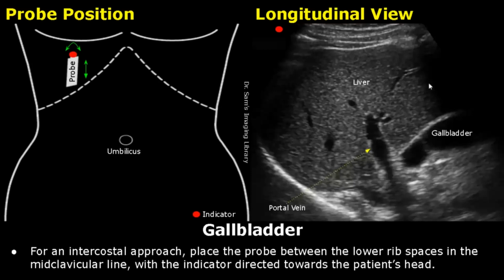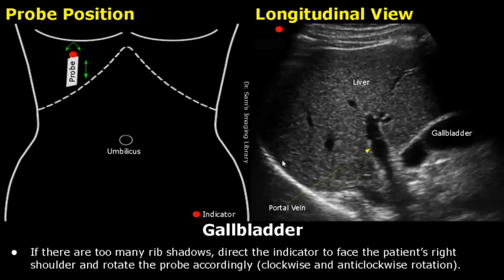This is the right lobe of the liver, and the gallbladder is seen inferiorly at the right side of the image. This is the portal vein with hyperechoic borders. If you see too many rib shadows, you can rotate the probe anti-clockwise to direct the indicator towards the patient's right shoulder. You can also rotate further to fit the probe between the rib spaces, which can clear the shadowing and you can scan the gallbladder.